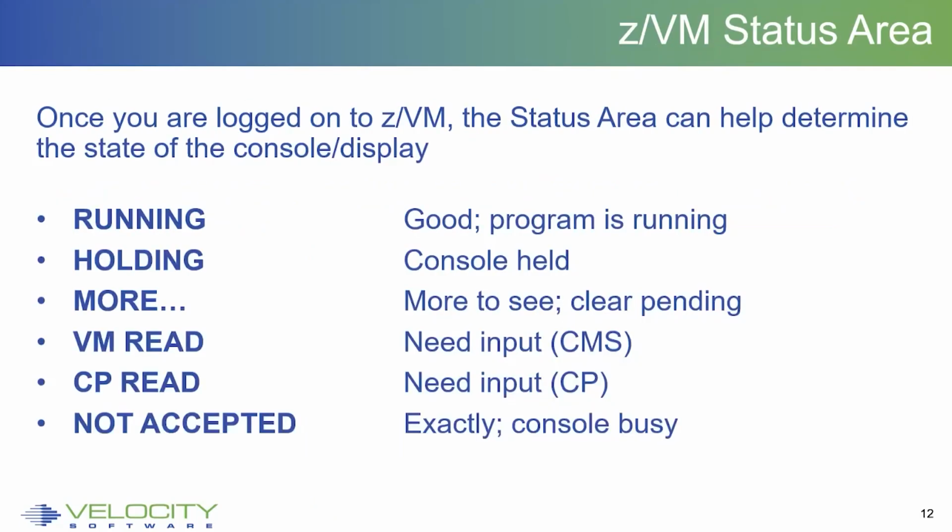Now, shifting a little bit into the z/VM world, once you get logged on to a z/VM ID, the status area of your CMS session will help you determine the state of your console. There are 6 states that you can have on the bottom right-hand side of your 3270 when you're logged in. Running is always good. Running means the program is running, CMS is doing what it's supposed to, or you've entered a command or a program and it's currently working.